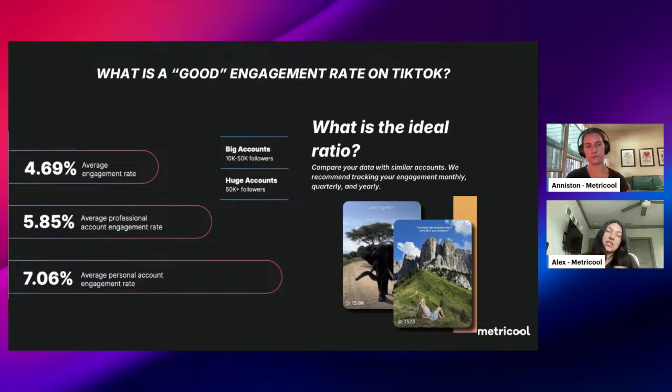And another good thing to do that we have here is, what is the ideal ratio? The best thing to do is to find where you stack up in terms of big, huge, tiny, small, and then compare your engagement ratio to that to see if you're excelling there or if you're falling a little bit behind. And that can also give you a good indication of how you can hopefully improve your engagement on TikTok.